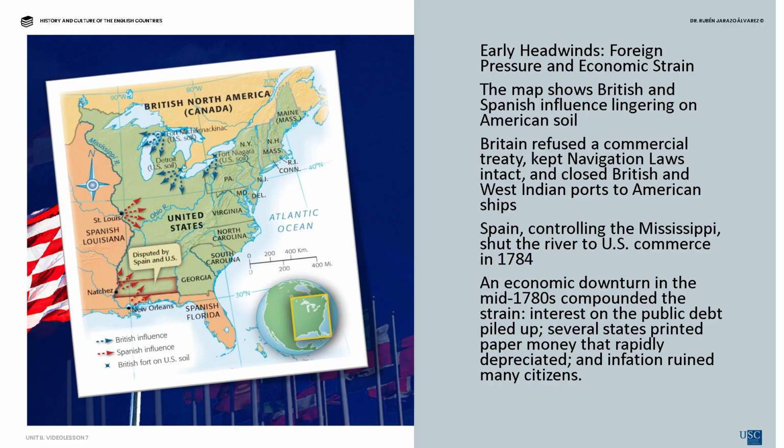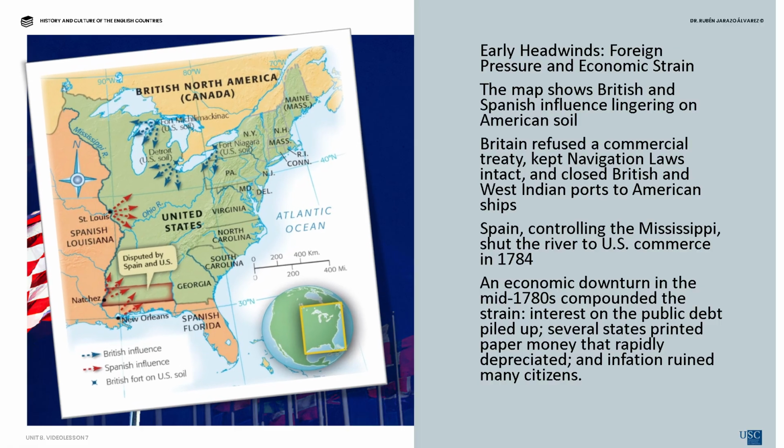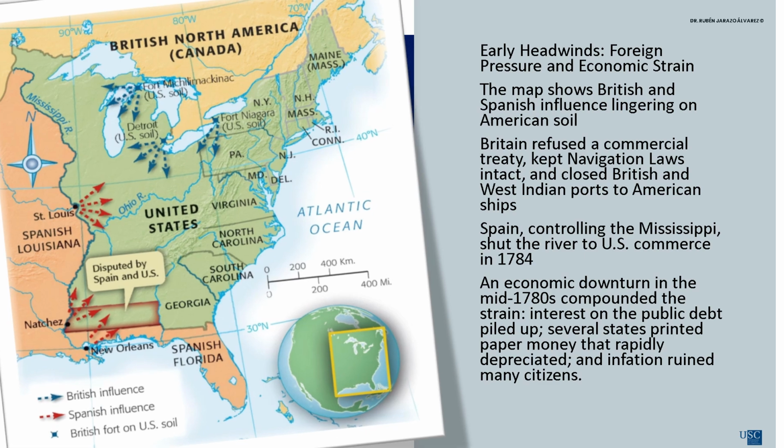Independence did not instantly secure control of the continent. A glance at post-1783 realities shows British and Spanish influence lingering on American soil, especially west of the Appalachians. Only with the Louisiana Purchase in 1803 did foreign influence recede from the east bank of the Mississippi, while much of Florida remained Spanish until 1819.